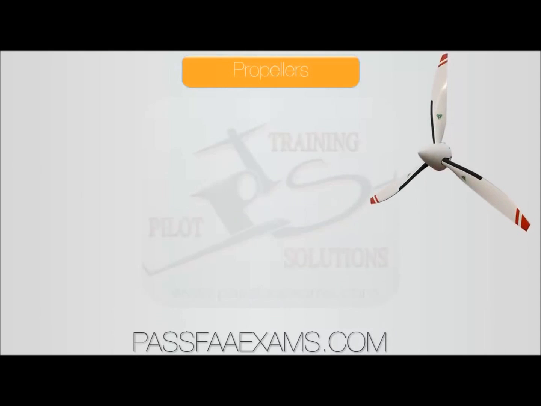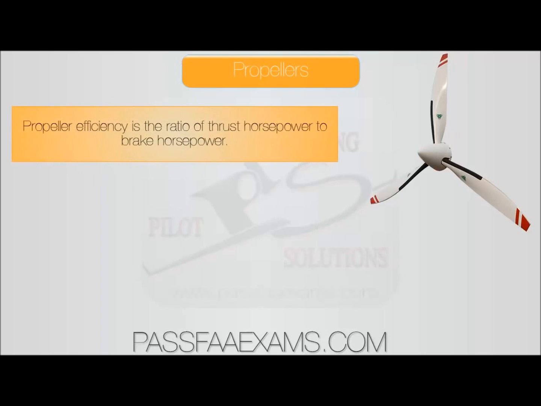A propeller provides the thrust to pull the airplane through the air. The propeller generates thrust in the same way a wing produces lift. Most propellers attach directly to the crankshaft and turn at the same RPM as the engine. The efficiency of a propeller is measured by the ratio of thrust horsepower to brake horsepower. Propeller efficiency varies from 50 to 87% depending on how much the propeller slips.